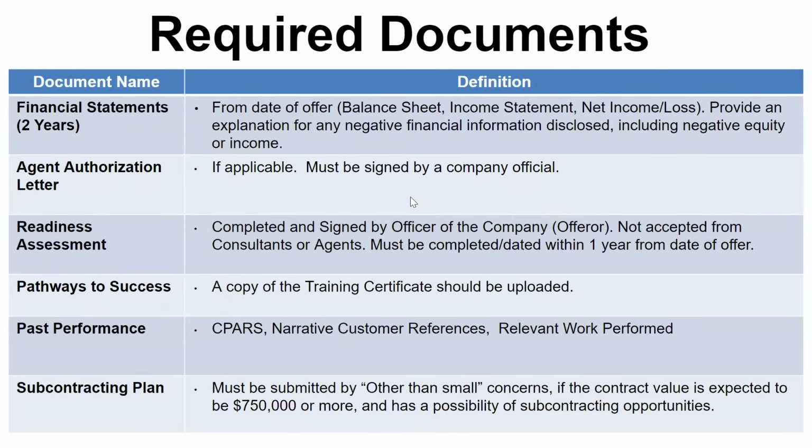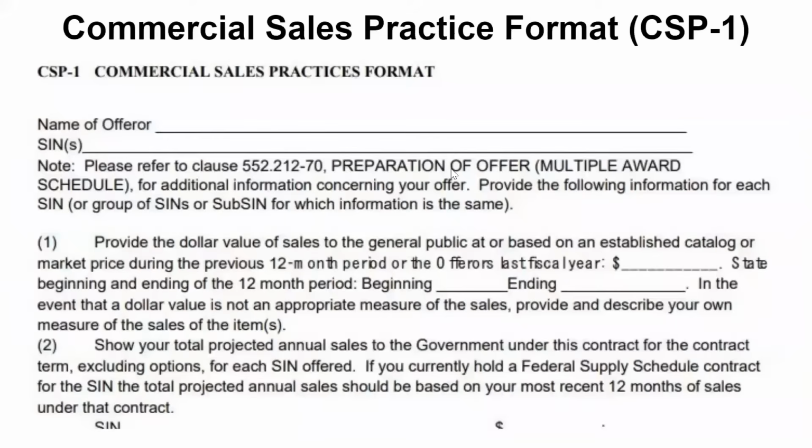And for large businesses, if you plan to gross $750,000 or more, then you have to submit a subcontracting plan outlining how you are going to provide opportunities to small business in the socioeconomic small business categories. And so now we're going to get into pricing. And with that, I'm going to hand it over to our expert, Michelle, to lead the discussion on the next document, which is the CSP1.